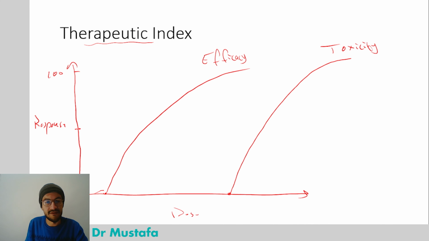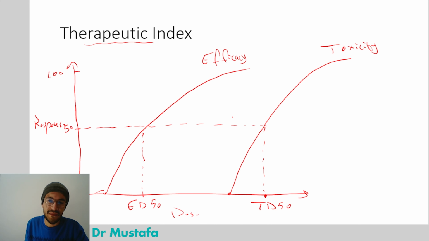So here we have 50% of the response, and here is the ED50, which is the dose that achieves 50% of the effect, and here we have the TD50, the dose that achieves 50% of the toxicity. If we divide the TD50 by the ED50, we get the therapeutic index, the TI, which is here.